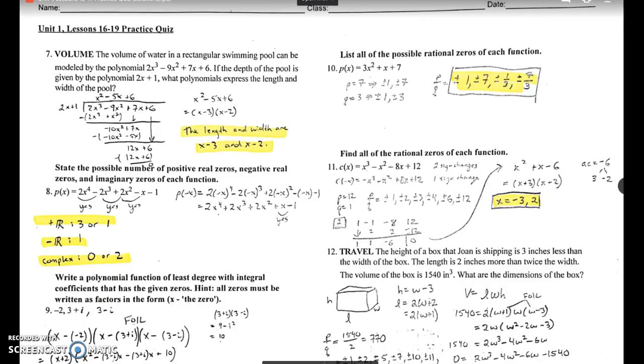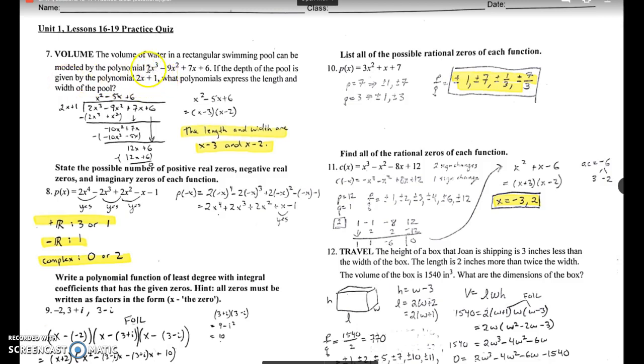Over on the back of your quiz. Number 7, the volume of water in a rectangular swimming pool can be modeled by the polynomial 2x cubed minus 9x squared plus 7x plus 6. If the depth of the pool is given by the polynomial 2x plus 1, what polynomials express the length and the width of the pool?